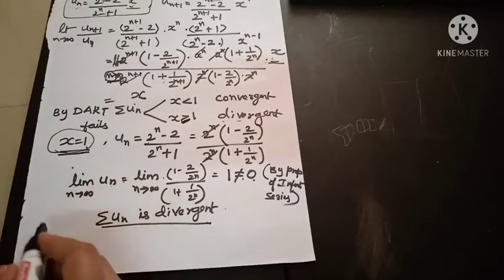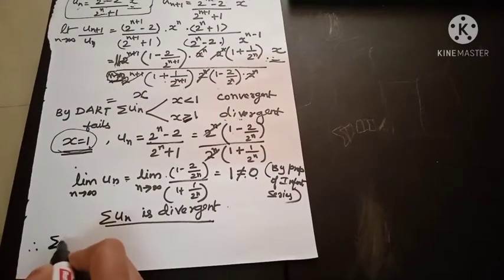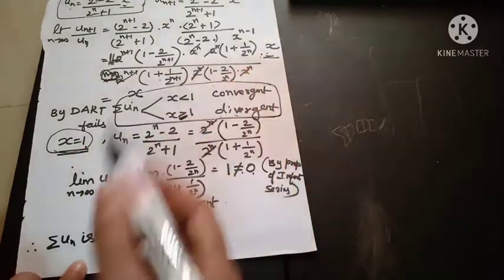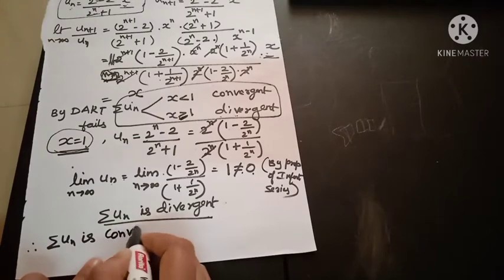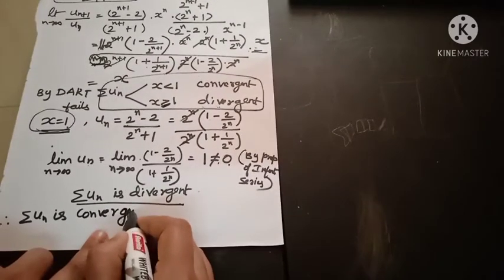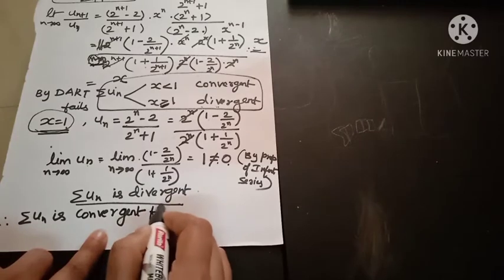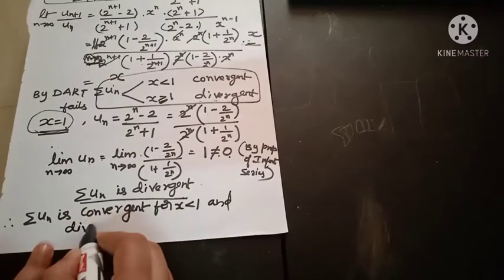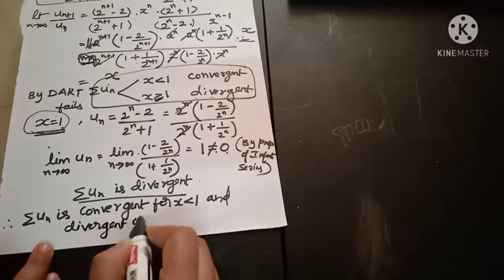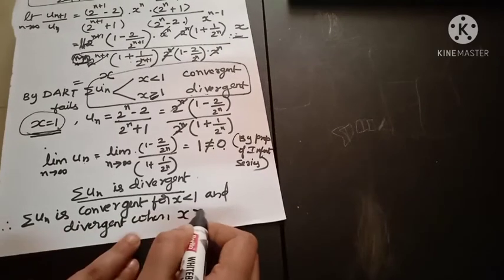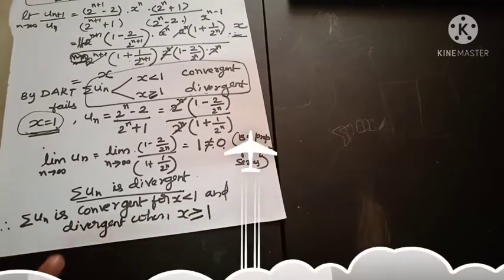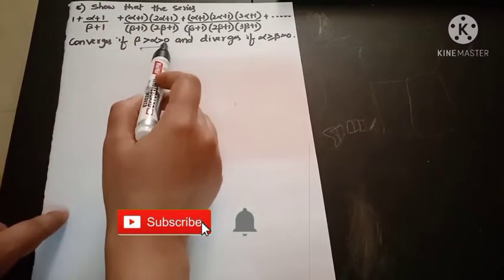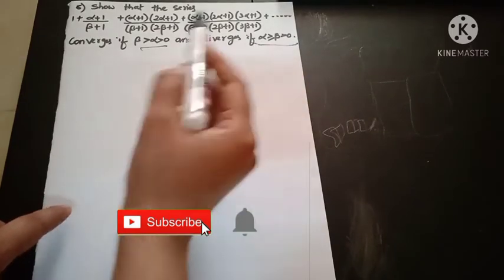So we'll write the conclusion as: therefore the series un is convergent for x less than 1 and it is divergent when x is greater than or equal to 1. Fifth problem is, show that the series is convergent if this one and diverges if this condition is satisfied.